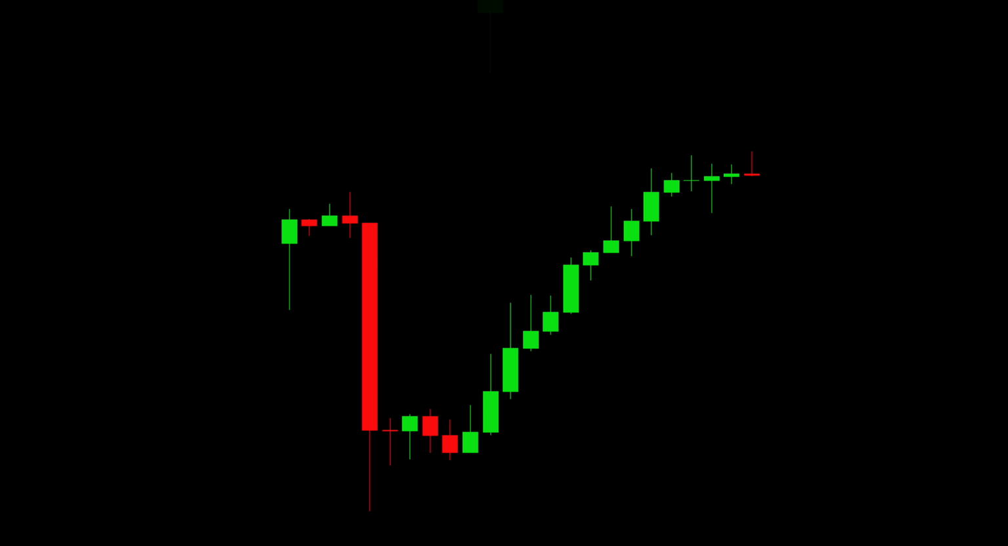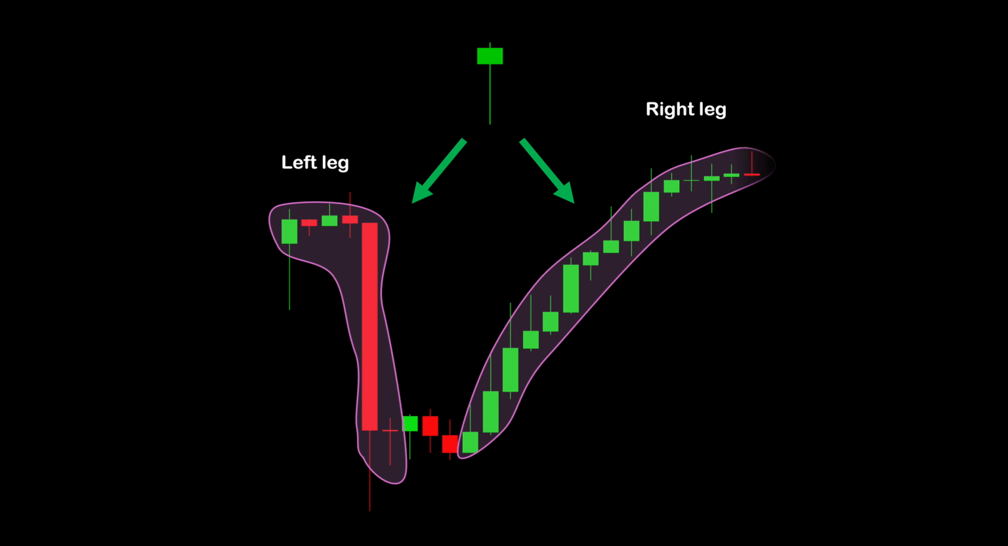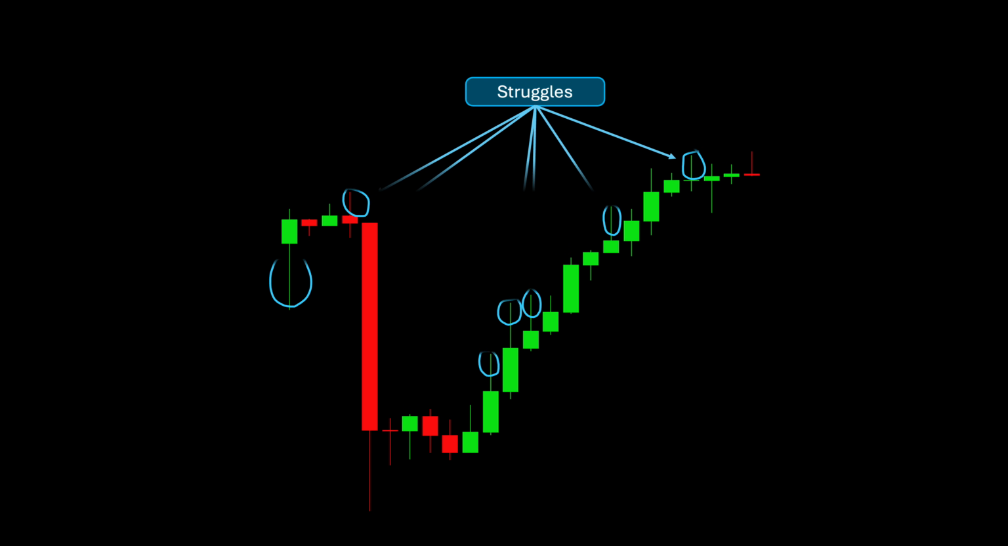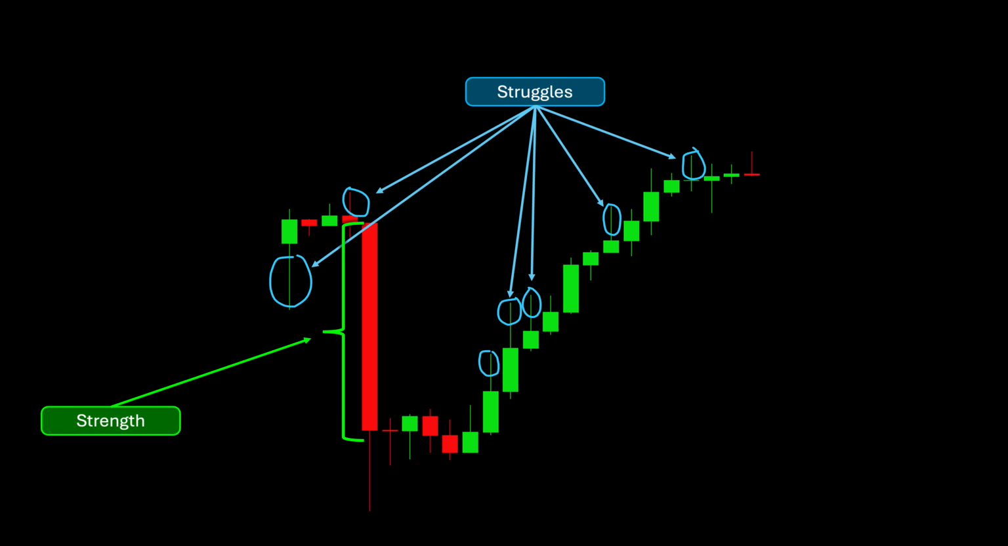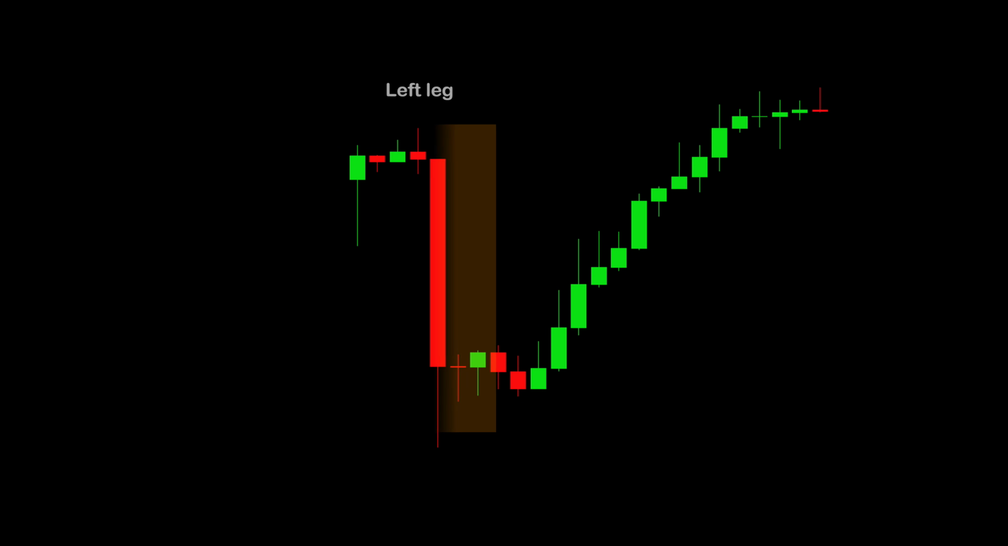The first thing you will notice is that the pin bar candlestick pattern is made up of two legs, the left and the right leg. Secondly, you will notice the struggles or the strengths of the leg of this pin bar. Let's analyze these legs in detail, starting on the left leg.